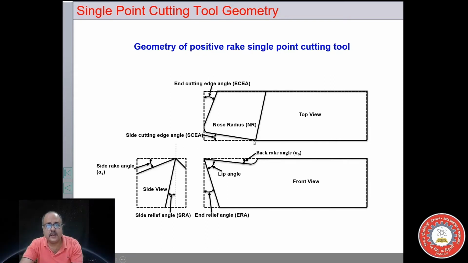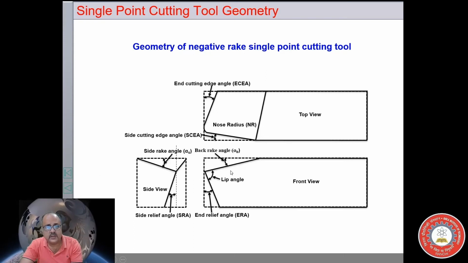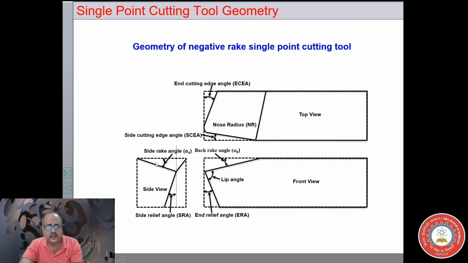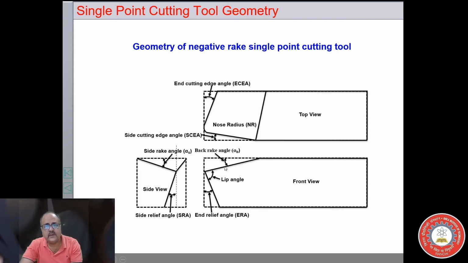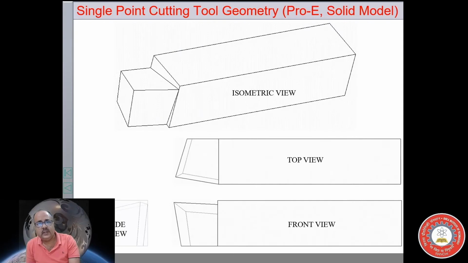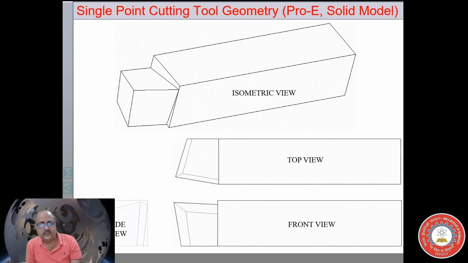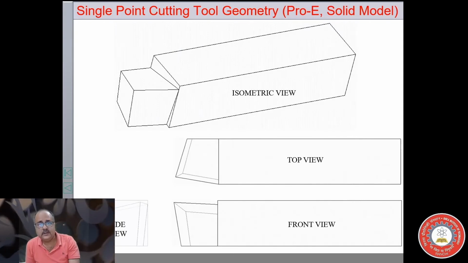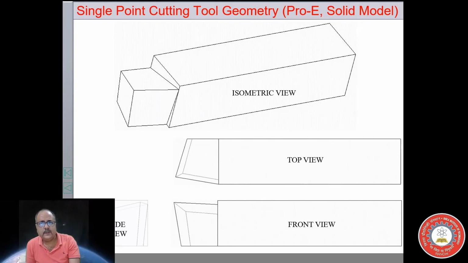Okay, this was a positive rake angle because the rake angle is in this direction and the rake angle is in this direction. This is positive rake angle. So in this case, both are negative rake angles. Negative rake angles are also useful in certain cases. Okay. This is a model that I have prepared in Pro-E.